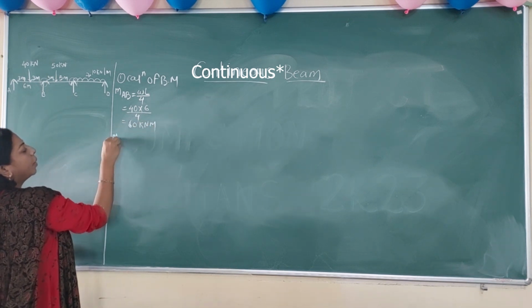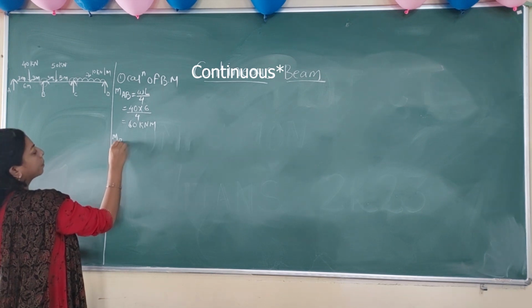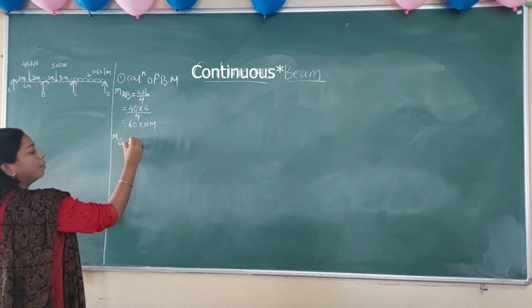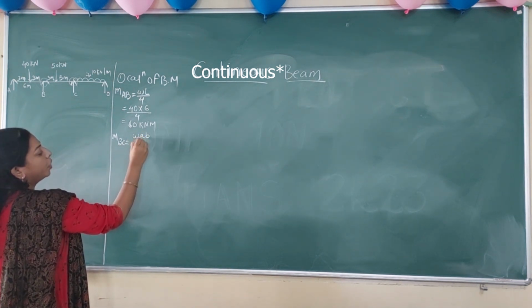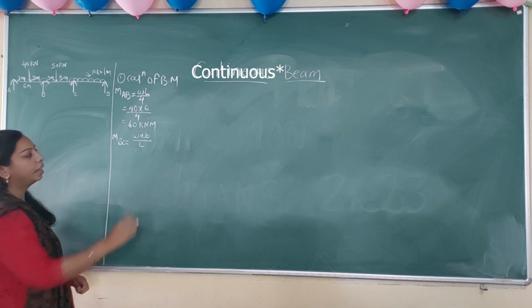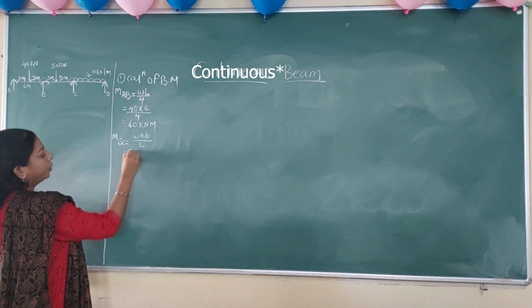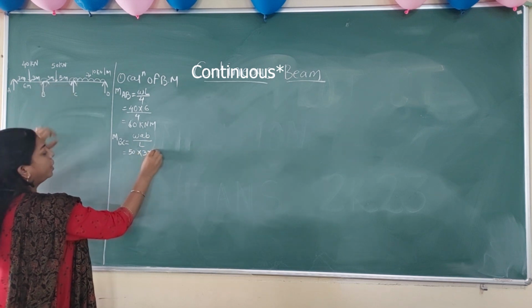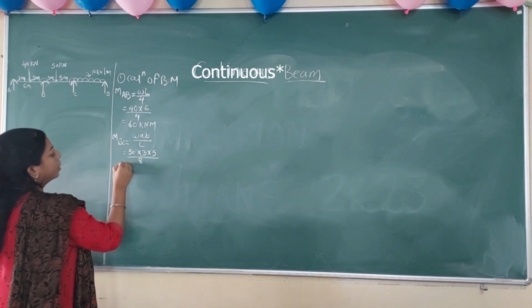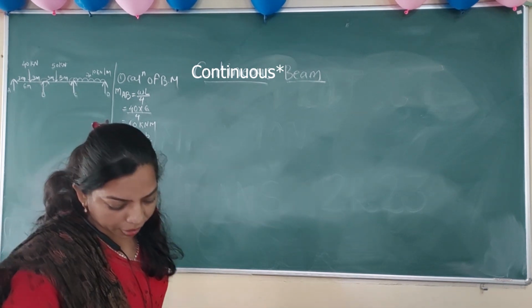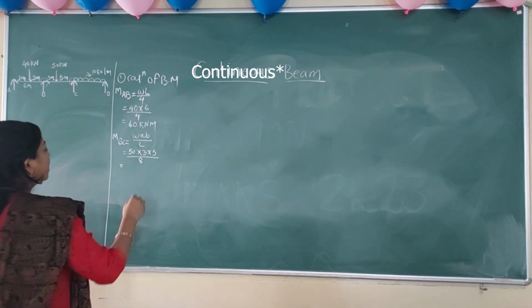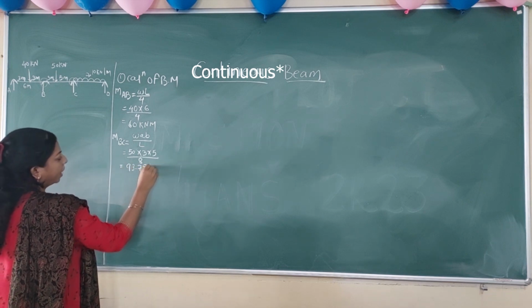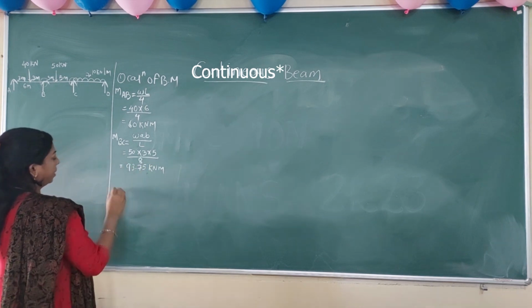Then moment for BC. BC is subjected to an eccentric point load. Maximum bending moment for an eccentric point load is WAB upon L. W is 50 kilonewton, A is 3 meter, B is 5 meter, and total span is 8. So maximum bending moment for BC, by calculating, we get 93.75 kilonewton meter.